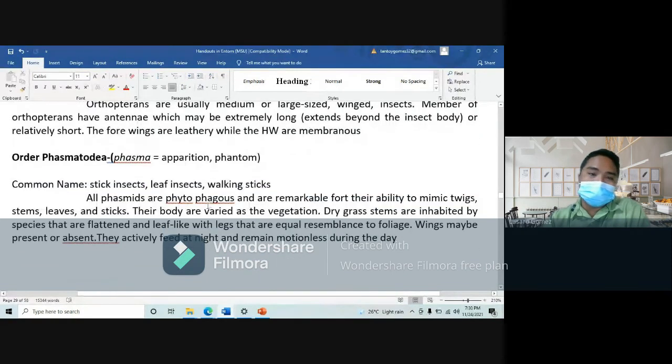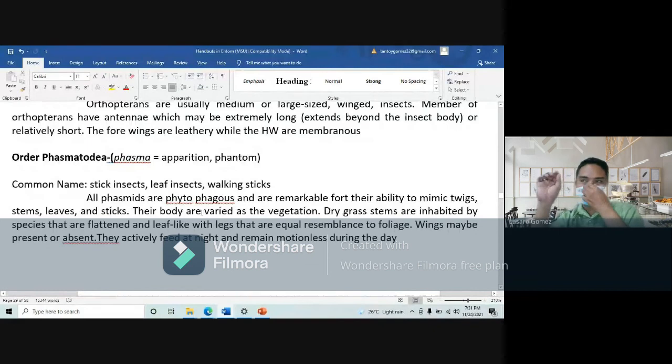Okay, one of the examples of this Phasmatodea is what we call the stick insects, the leaf insects, or the walking sticks. Examples muna siya. I just don't know if nakakita na ba mo ning stick insects, no?